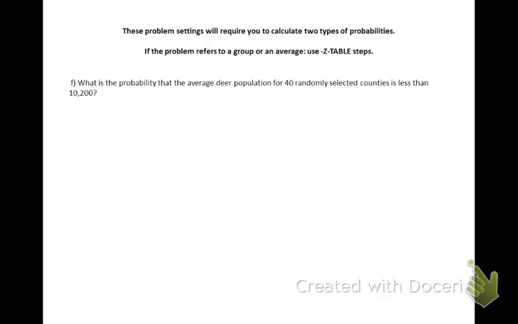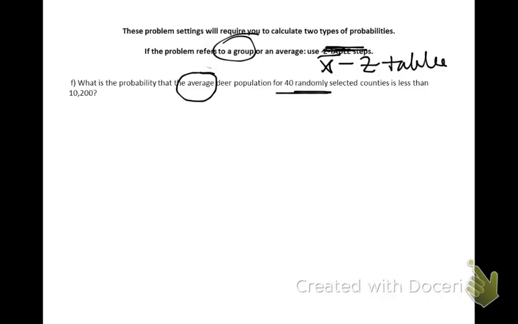The second type of problem will refer to a group, and for these you're going to use the Xbar-Z-Table steps. The keywords that you'll be looking for here are groups or average. So looking at this one, what is the probability that the average deer population for not one county but 40 counties is less than 10,200? This is a group. So we're looking for the probability that the average X bar for this group of 40 is less than 10,200. Be careful on your notation there.